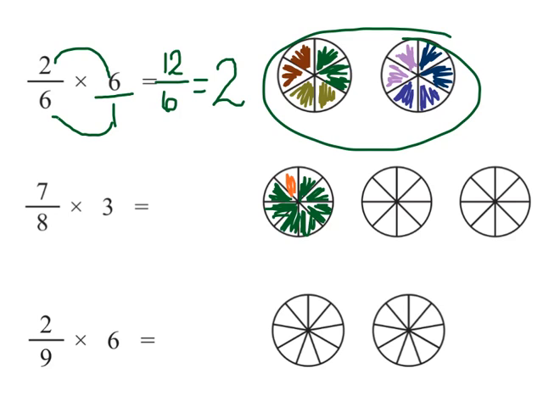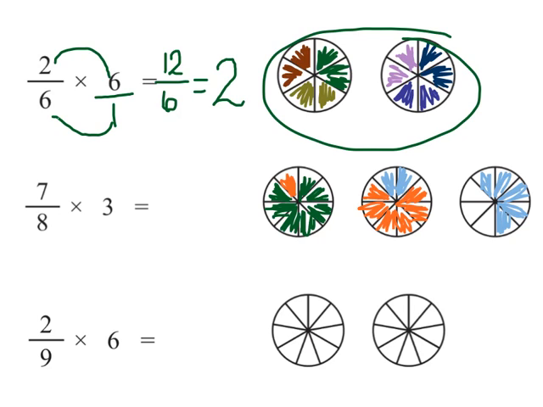Let's try another one. What about, here's 1. Now we've got to go to the next pizza. 2, 3, 4, 5, 6, 7. There's another 7/8. And let's try another one because I need 3 of them. Here's 1, 2, 3, 4, 5, 6, 7. When I look at that, I see 2 wholes, and then I see, what is that, 5/8?